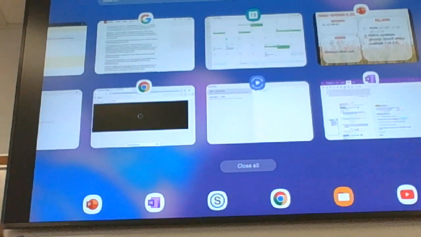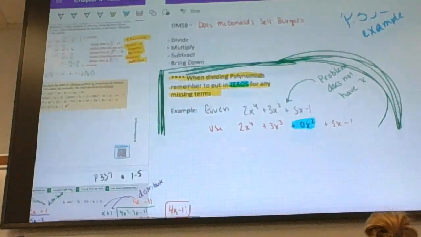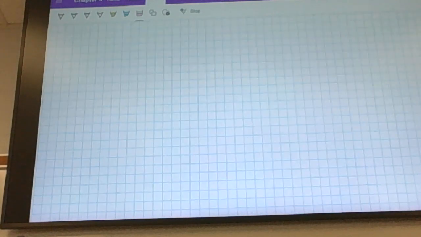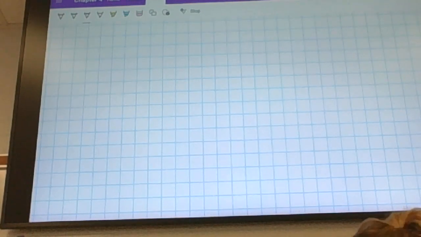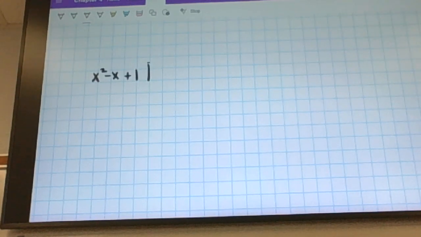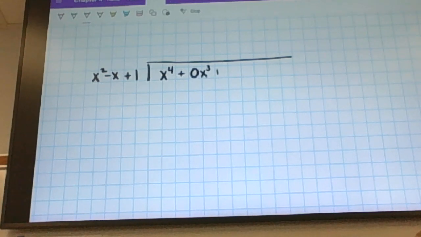Okay, so I'm going to do this over here. Everybody can see it up high. X squared minus x plus 1. Quartic, fourth degree polynomial with a missing third degree term, with 2x squared minus x plus 5. What's the 5 called? It's called a constant, right? With no x, that's a constant.